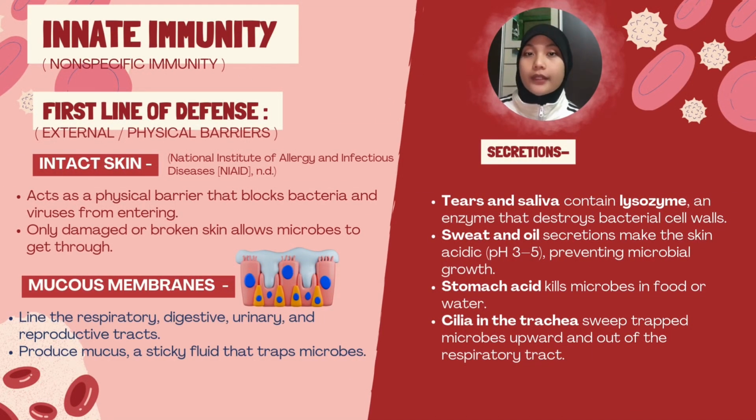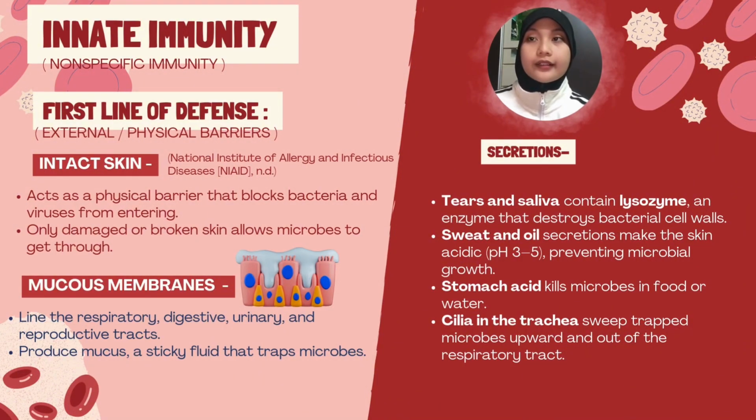Okay, so today I will be explaining to you about innate immunity. So innate immunity is known as the non-specific immunity. Okay, so humans have a lot of defenses that help us to fight against pathogens that enter our body. So in this slide, I will explain to you about the first line of defense, which is the external or physical barrier of humans. As you can see, we have three defenses that act as our physical barrier.